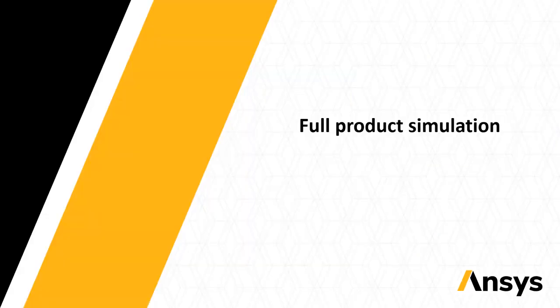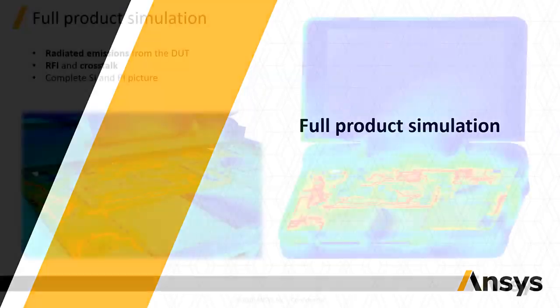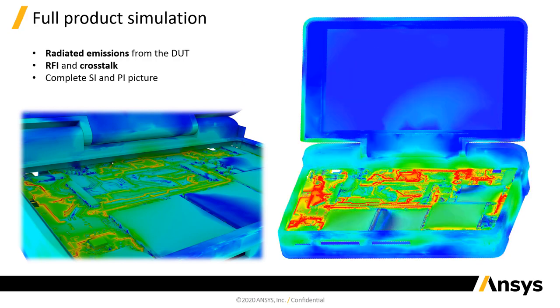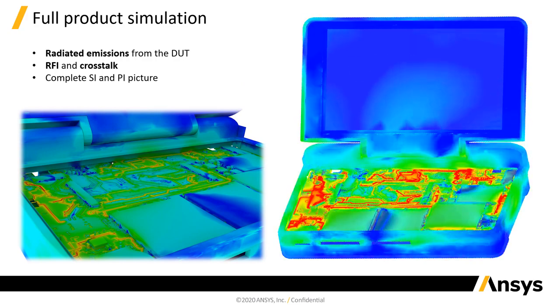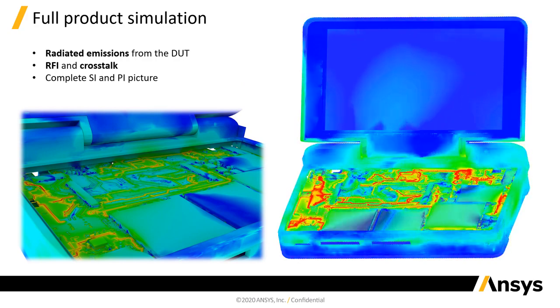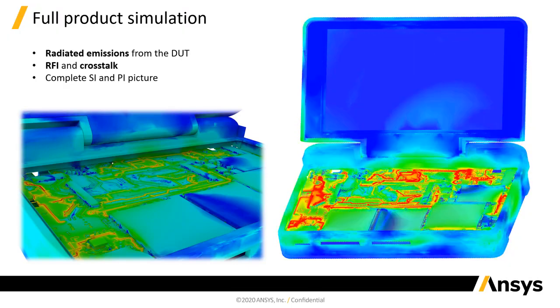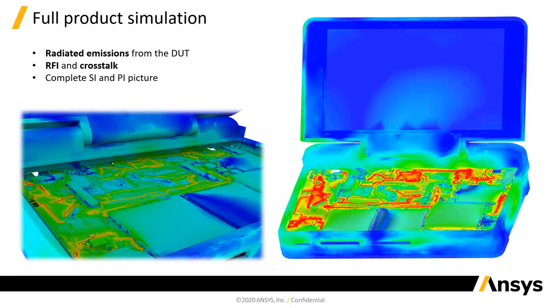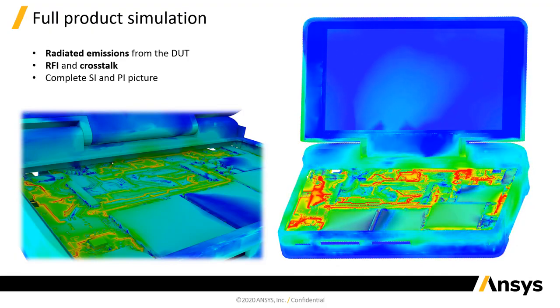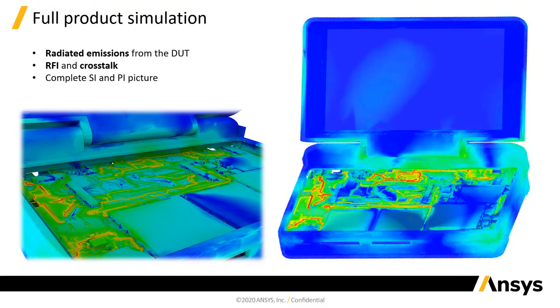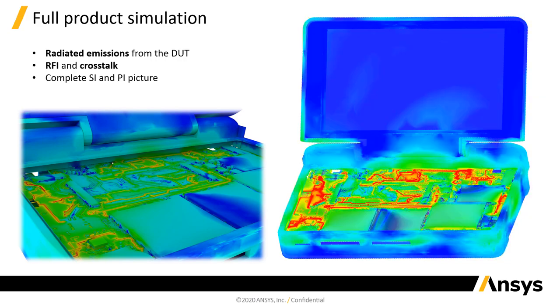And now let's talk about the full product simulation. We're still talking about that laptop, and of course after you can improve vias, back drilling vias, the length, the width of the vias, we can simulate the whole product, and we can see really good benefits by doing that. You can see radiated emissions, for example, from your device under test.